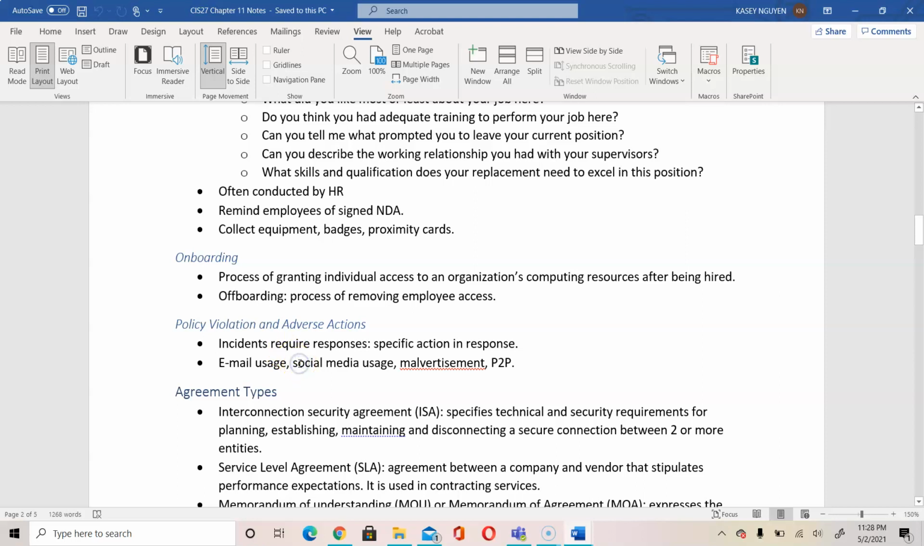If people post proprietary information on social media, we would then have to recover from that by making sure that the details are removed and also taking proper legal and internal actions against that individual.